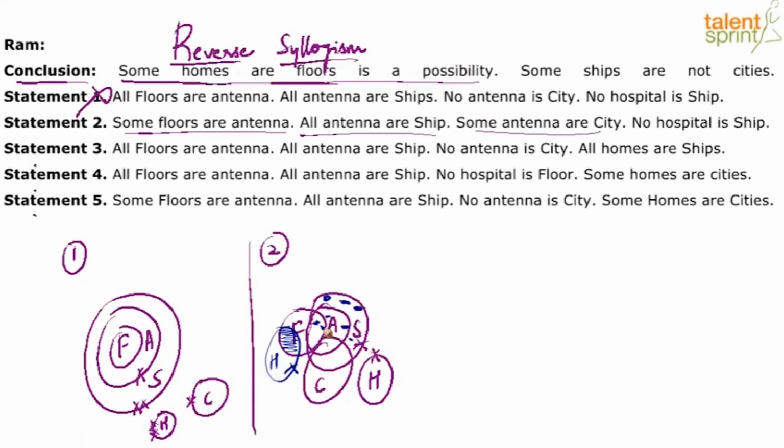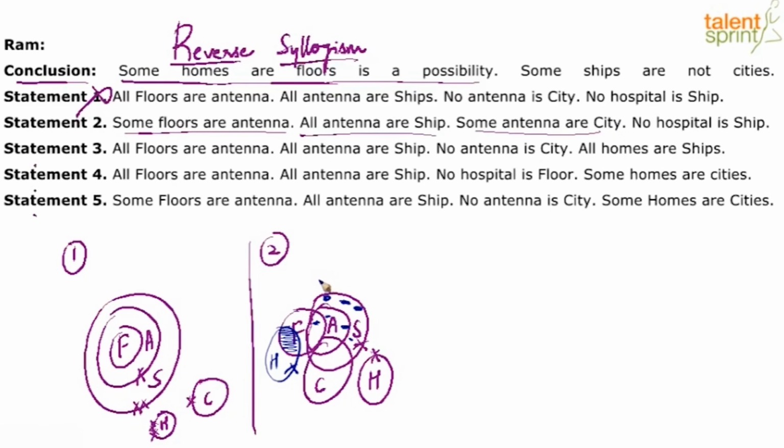When will some ships are not cities become false? When all the ships are cities. And can all the ships be inside cities? Yes, it is possible. How is that possible? Look at the third statement here. Some antenna are city. We have drawn it in this way.